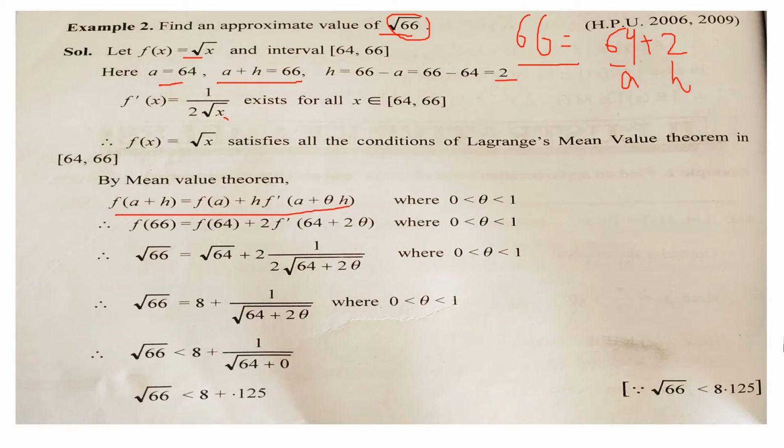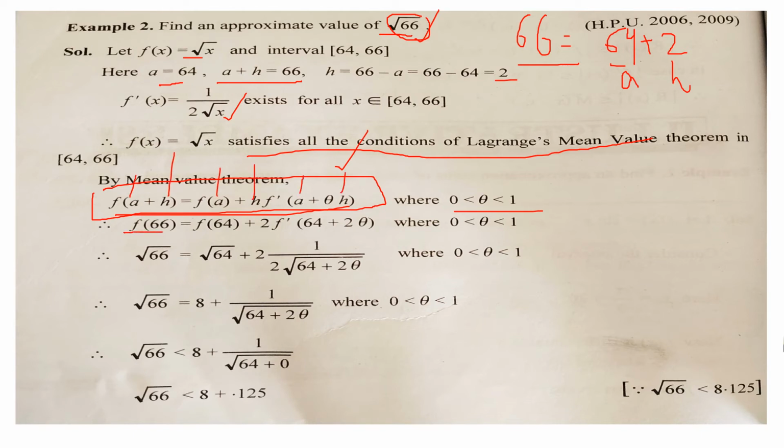First of all, you must find its derivative, and you have to show that the function satisfies the Lagrange mean value theorem. Then you have to apply the mean value theorem according to this formula. Whenever you have this type of problem, always use this formula, with θ lying between 0 and 1. Putting the values a = 64, h = 2, we get this result. f(66) means it will be √66, f(64) will be √64, and the value of f' is here.